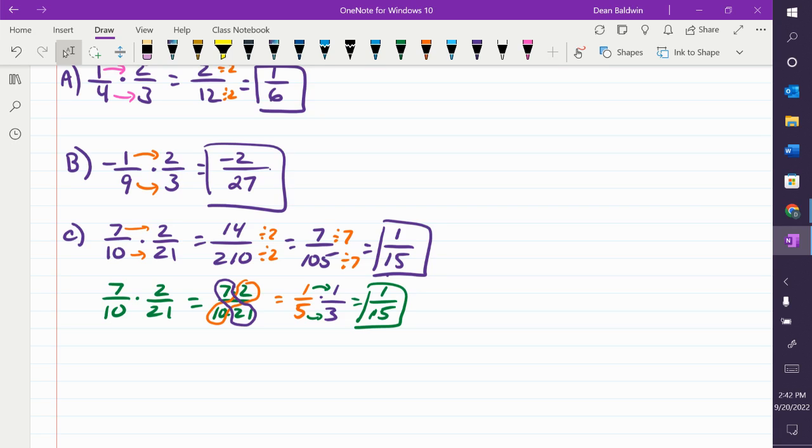What you can do is over here, do it in pink. 7 goes into 7 1 time. 7 goes into 21 3 times. 2 goes into 2 1 time. And 2 goes into 10 5 times. So there's my 1/5 times 1/3, which is this bit right here, to get 1 over 15. Okay? You don't have to do this, but what it'll do is it'll get you the lowest terms without doing this stuff. So it gets you there a little faster. I don't care which way you do it. All right? Let's do one more of those types.